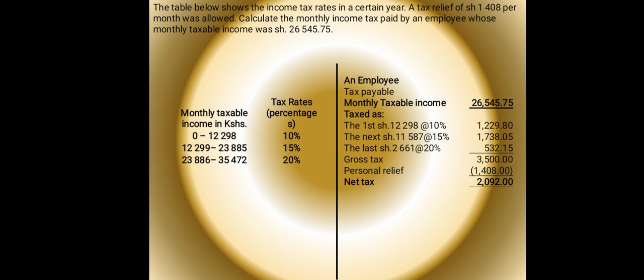The table below shows the income tax rates in a certain year. A tax relief of 1,408 per month was allowed. Calculate the monthly income tax paid by an employee whose monthly taxable income was 26,545 shillings and 75 cents.